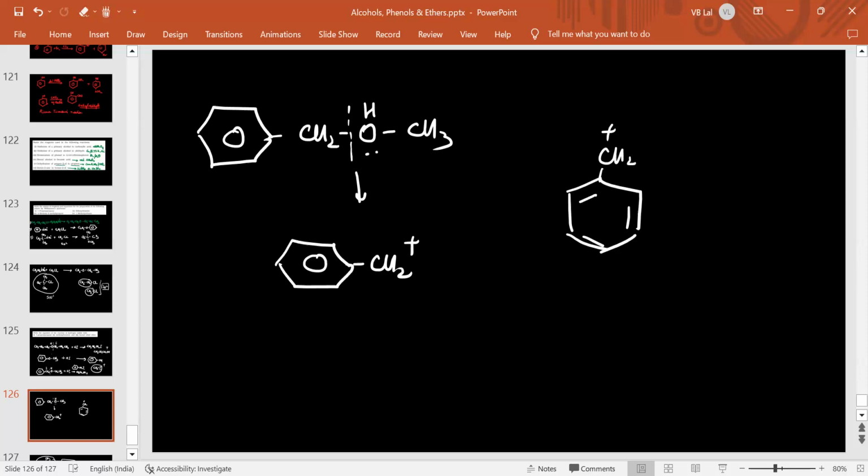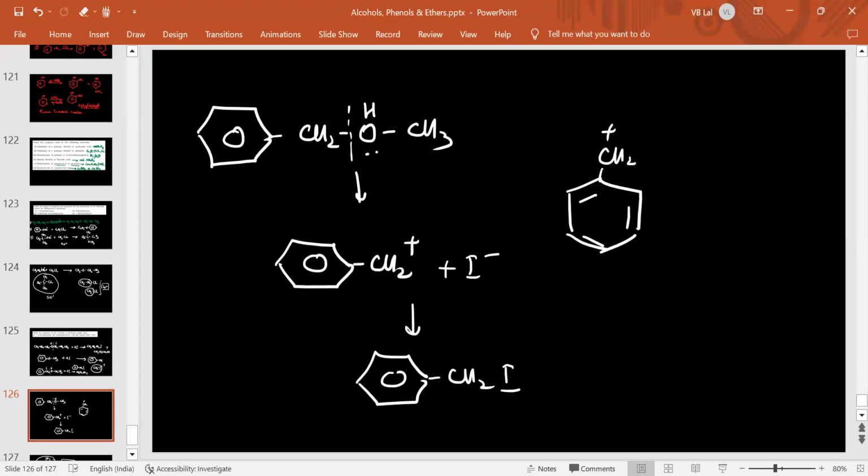So this will form first carbocation and this will react with I minus. So that will form the alcohol and this will form the iodide, CH2. So each one you have to look at very carefully and then understand what are the products that you get. So this is a typical one.